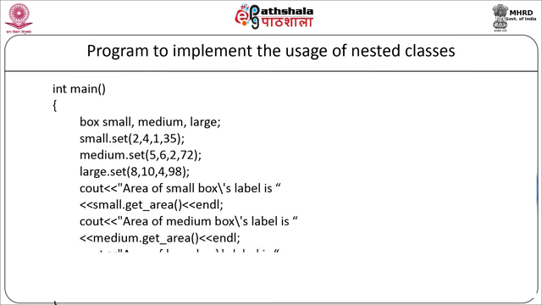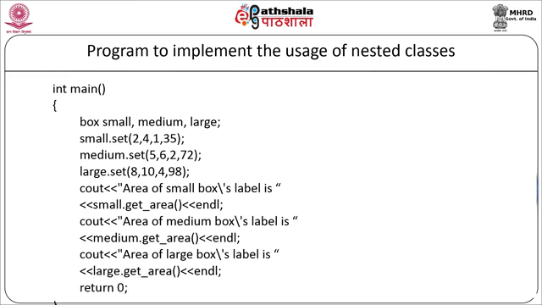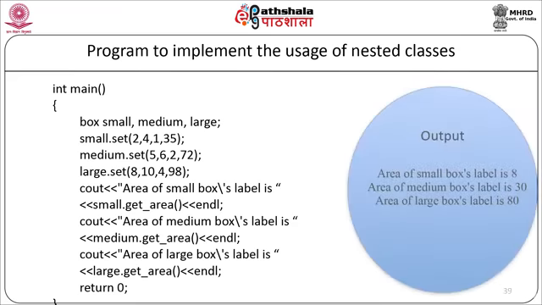Now we are going to display the message as cout "area of small box label is", small.getArea(), endl, cout "area of medium box label is", medium.getArea(), endl, cout "area of large box label is", large.getArea(), endl, return 0. Now when the above code is compiled and executed, it will produce the result as area of small box label is 8, area of medium box label is 30, and the area of large box label is 80.